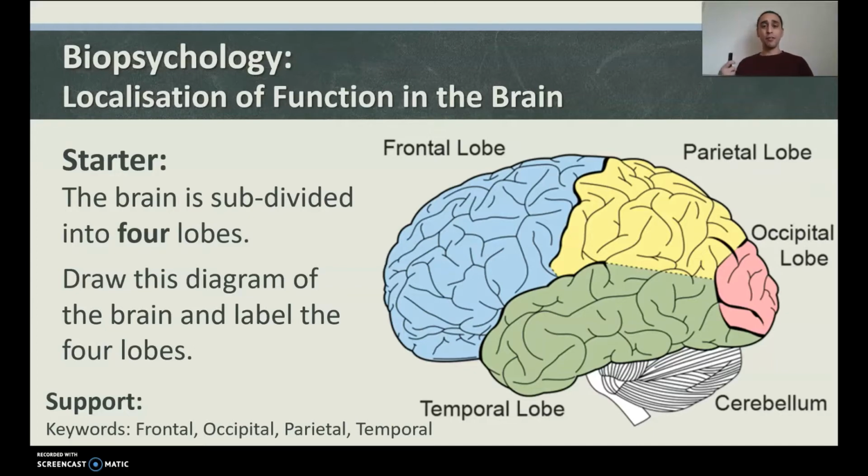Here we go. We've got the frontal lobe, which is the blue part. The yellow part is the parietal lobe. The red part is the occipital lobe. And the green part is the temporal lobe. If you've got the cerebellum, smashing it already.